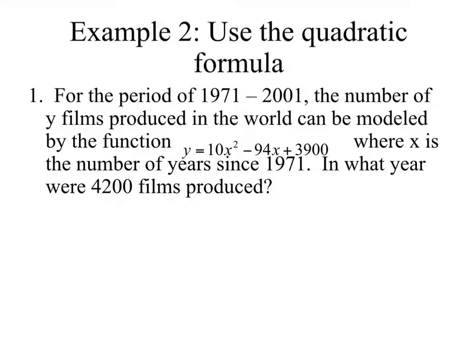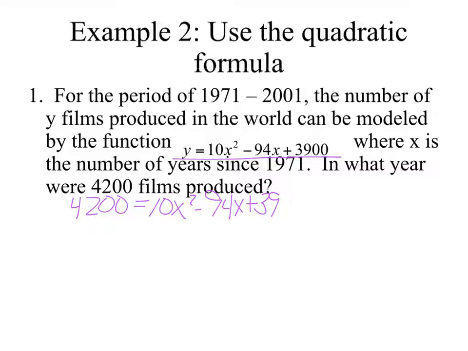So looking at a word problem, they actually give us the equation, so it's not one of those word problems where we have to write it. We want to know, though, in what year were 4,200 films produced, so that's actually my y value. So I end up with 4,200 equaling 10x squared minus 94x plus 39.